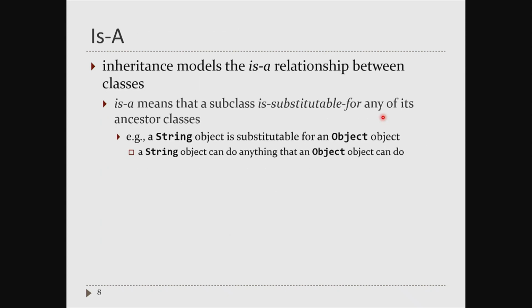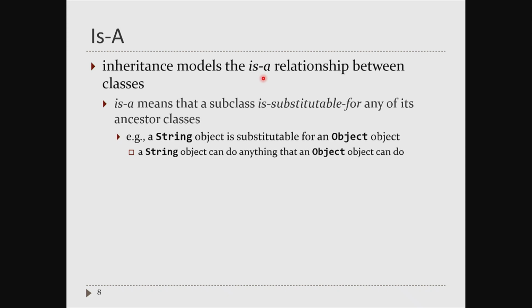All right, so inheritance is the strongest form of relationship between two classes. Remember the relationships we have so far. There's dependency, that's the weakest relationship. Slightly stronger is association. Then there's aggregation and composition, both stronger still. And now we have inheritance, which is the strongest relationship you can have. So inheritance models the is-a relationship between classes.